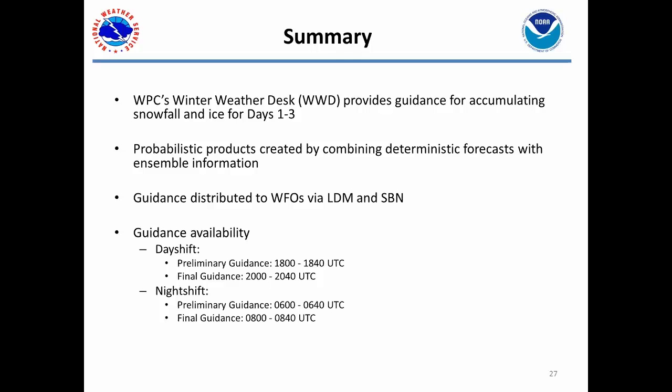So in summary, our winter weather desk provides accumulation guidance for days 1 to 3. Again, we try to follow a collaborative forecast process. Our forecasters are responsible for creating deterministic forecast grids, but from those forecast grids, numerous products are automatically derived. And this guidance is being shared with WFOs via the LDM and SBN. Again, just to reiterate some of the key deadlines for the day shift and night shift, WFOs should expect to receive our preliminary guidance between 1800 and 1840 UTC and the final guidance between 2000 and 2040 UTC. And for the night shift guidance, the preliminary guidance should be available between 0600 and 0640 UTC and the final between 0800 and 0840.